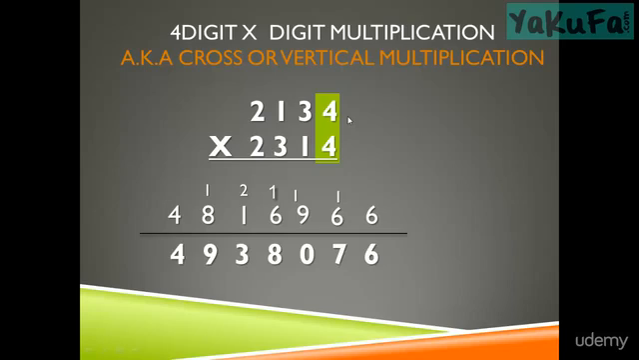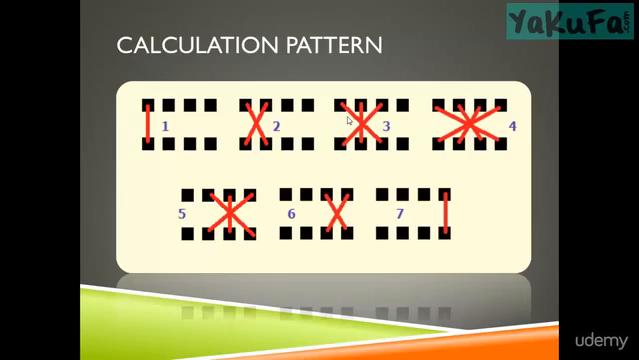So the answer is 493876. So this is how it is to be done. I have made a pattern for you so that it gets simple for you to understand how you should be calculating this answer. For a newbie, it is indeed going to be a bit confusing, but with this diagram, while practicing the examples that I have given in the next slide, you just need to keep this diagram in front of you and you can try them out.